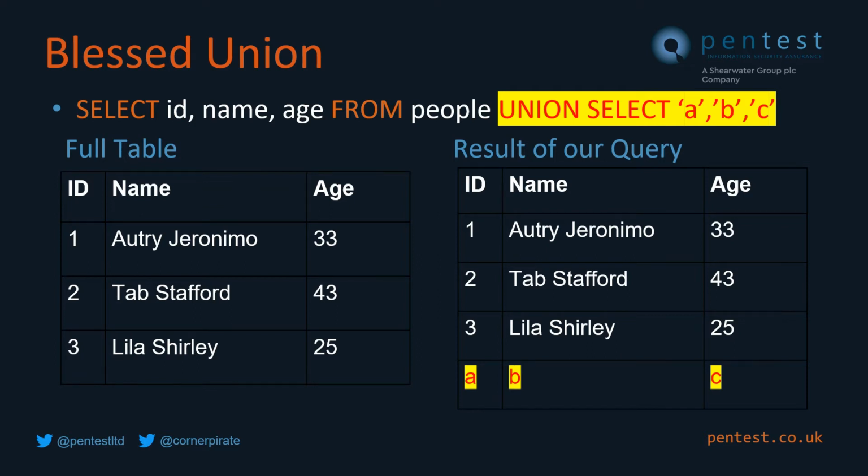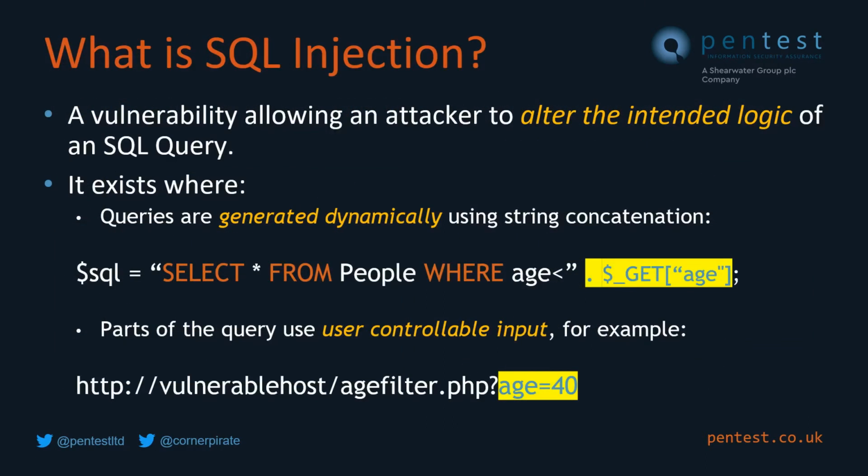So the whole point of the demos in the first video was pretty much to use the union select statement to extract data. Now, you can go back and review that because I'm not going to do it again. This month the demos are about blind SQL injection. But first, what is SQL injection? It's a vulnerability allowing an attacker to alter the intended logic of an SQL query.